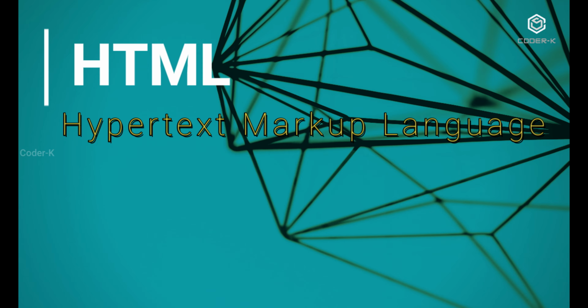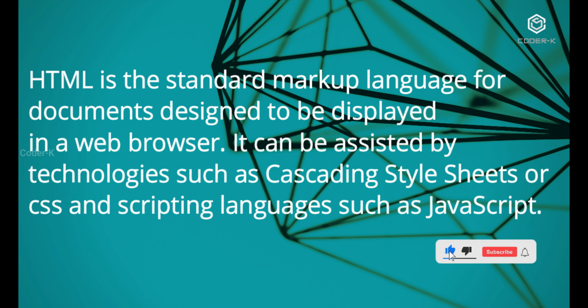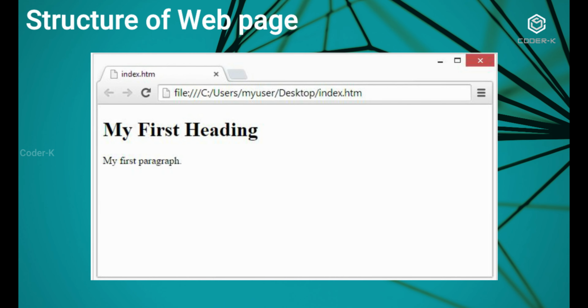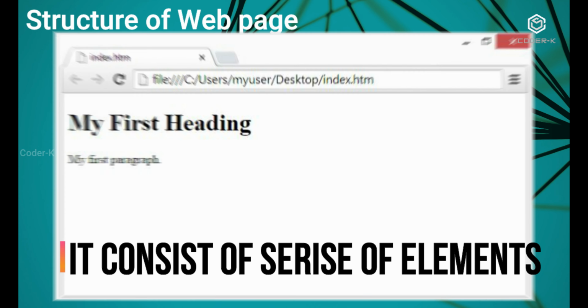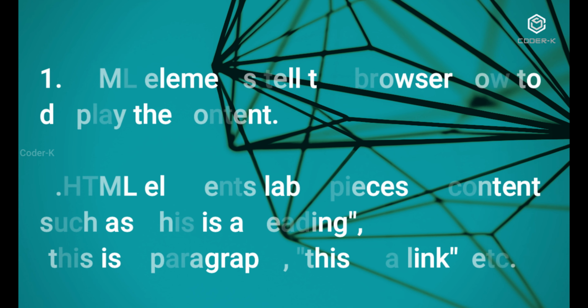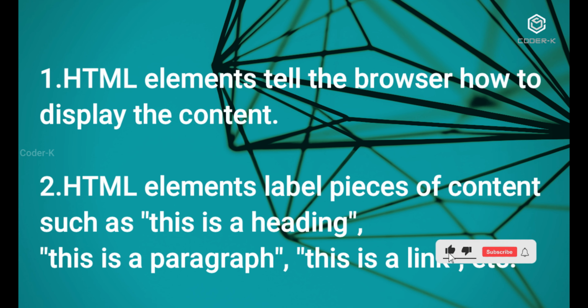HTML stands for Hypertext Markup Language. It is the standard markup language for documents designed to be displayed in a web browser. It can be assisted by technologies such as Cascading Style Sheets or CSS and scripting languages such as JavaScript. HTML describes the structure of a web page. It consists of a series of elements. Its elements tell the browser how to display the content. HTML elements label pieces of content such as, this is a heading, this is a paragraph, this is a link, and etc.